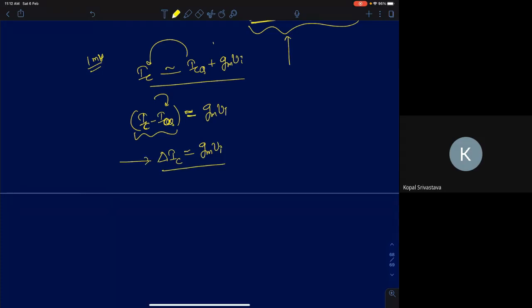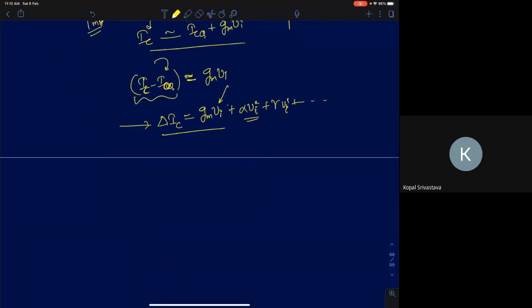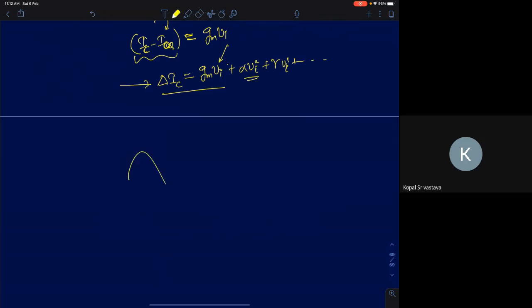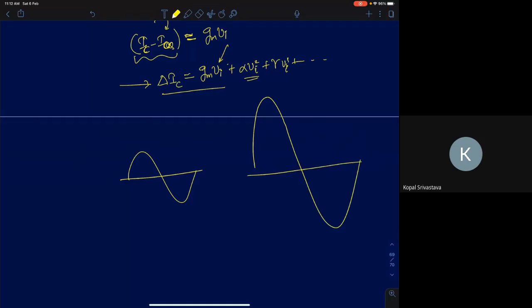Now this small signal collector current is proportional to the input voltage. But what we have said just now is that in reality, it also depends upon higher order terms, like alpha, gamma, VI cube, and so on. It has dependence on higher powers of VI as well. Not just proportional to VI, but also proportional to VI square and so on. Now you ideally want amplification. The word I would use for an amplifier is a linear amplifier. Meaning, if you apply a certain input sine wave, the output sine wave should preferably be an amplified version of the input sine wave. That's what we mainly need.